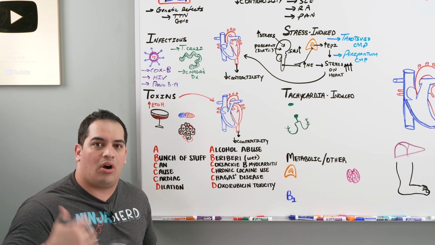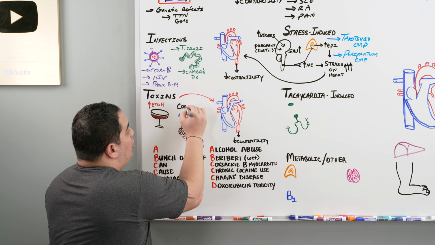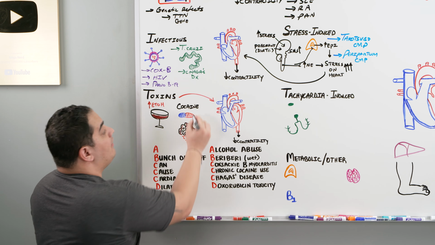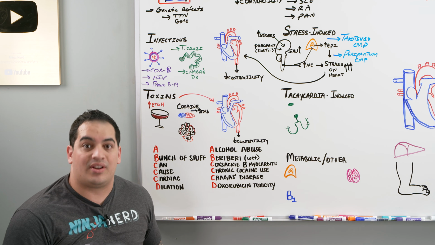That's a lot of stress for the heart to have to go through. In the same situation, if someone is actually utilizing cocaine, or any type of methamphetamine, that also increases your sympathetic nervous system activity. And it's also a cardiotoxic drug.